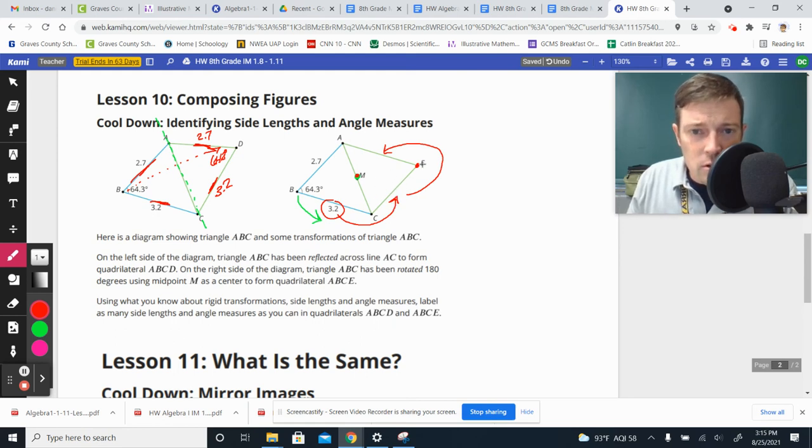But after those two rotations, 90 degrees and then 180, 3.2 lands up here. And after two rotations for the 2.7, it lands right here. So this one is 2.7. Most people are getting those backwards because they think it's the same as the one on the left, but rotations are different. Now, obviously, B, after the two rotations, does land over here, which makes the angle the same spot, but different than the reflection, okay?